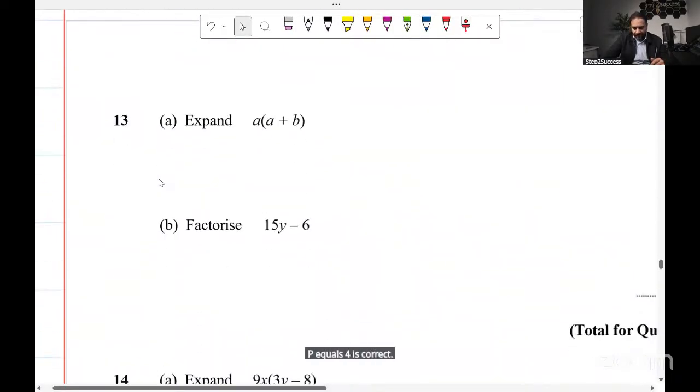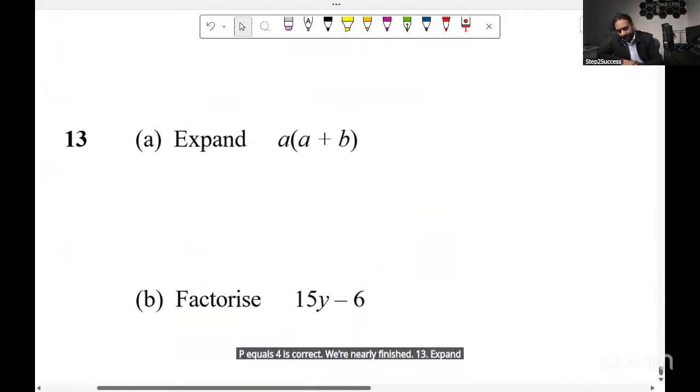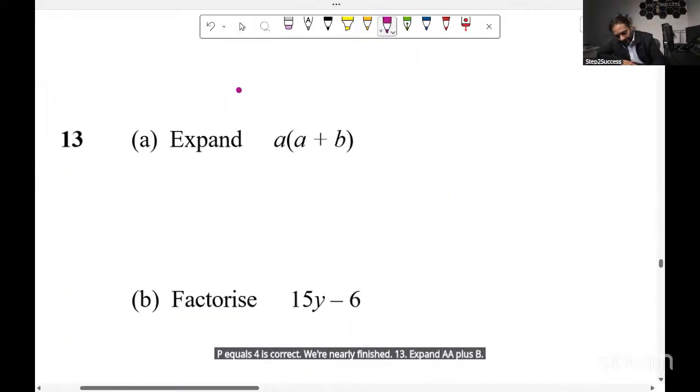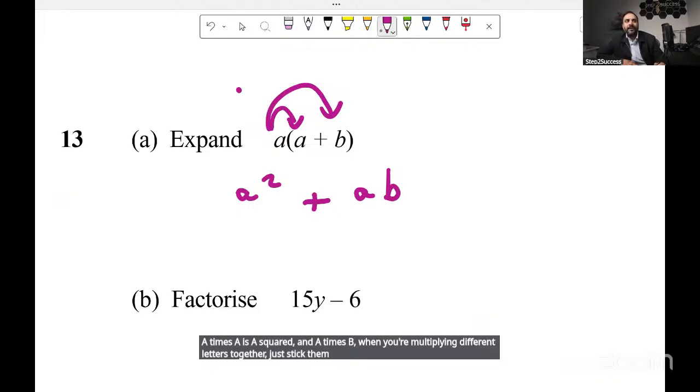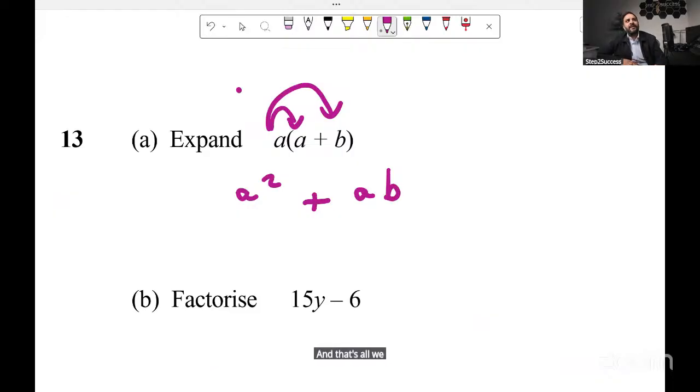We're nearly finished. 13. Expand a plus b. A times a is a squared, and a times b, when you're multiplying different letters together, just stick them together. And that's all we're after.